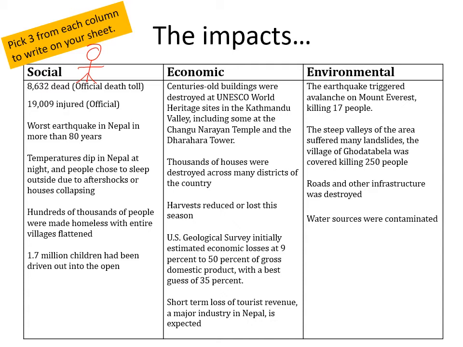Economic is anything to do with money. So that might be how much money the businesses lost, or it might be how much money it costs to rebuild the buildings. And then remember, our environmental ones are anything to do with the natural environment. So forests, animals, avalanches, anything to do with the natural environment. So pick 3 from each column and write those on your sheet.